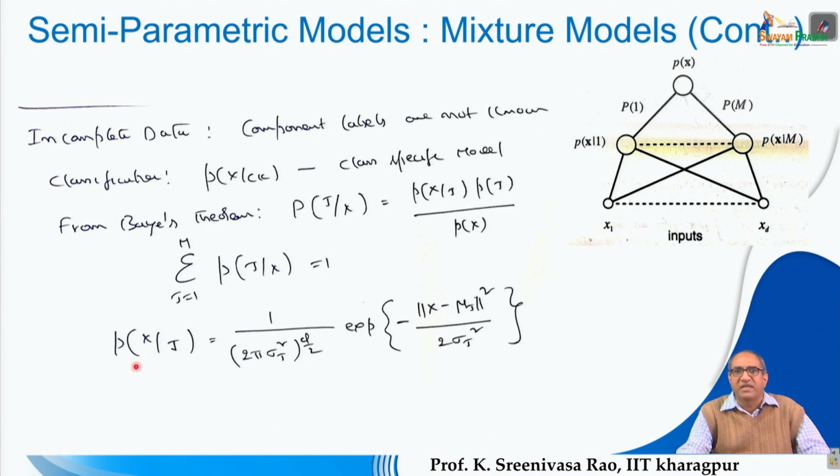These component densities we will try to model with some functional form. As we know, the Gaussian or normal distribution is easy to handle mathematically and easy to formulate. So for the analysis we consider that each component is modeled by a Gaussian function, and probability of x given j is this one, similar to the Gaussian distribution the way we modeled. The same function will be used to model the individual component densities.